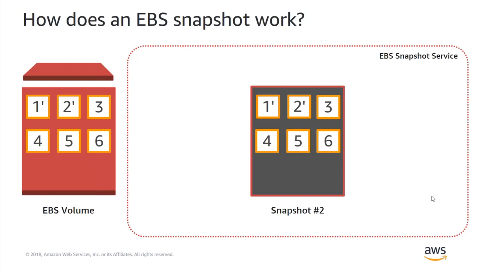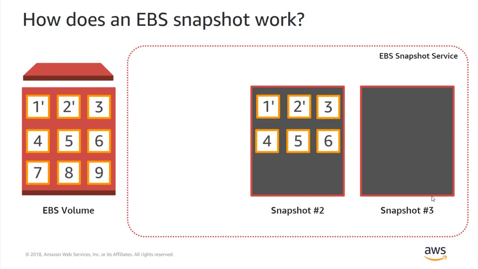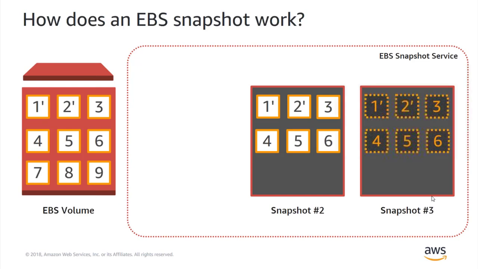Now, let's write 3 more blocks to the volume, and then take a third snapshot. In this case, blocks 1 through 6 haven't changed since the second snapshot, so we'll just store a reference to those blocks. However, blocks 7, 8, and 9 are newly modified, so we need a copy of those blocks in the third snapshot. So the cost of the third snapshot will only be the cost of those 3 blocks, blocks 7, 8, and 9. When we talk about the incremental nature of EBS snapshots, this is what we mean. Only modified blocks are stored, and you only pay to store the blocks that have been changed.